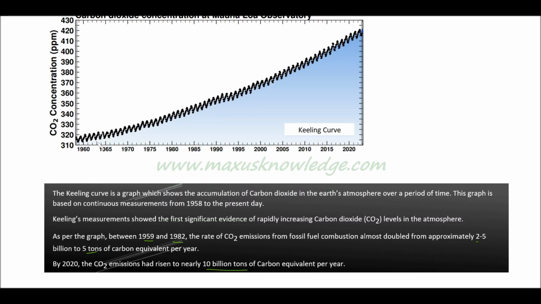Now, as you can see on the curve, there is this zigzag. It is basically going like this. This is the seasonal changes in the atmospheric CO2 concentration. So let's look at what this is and how this is happening.